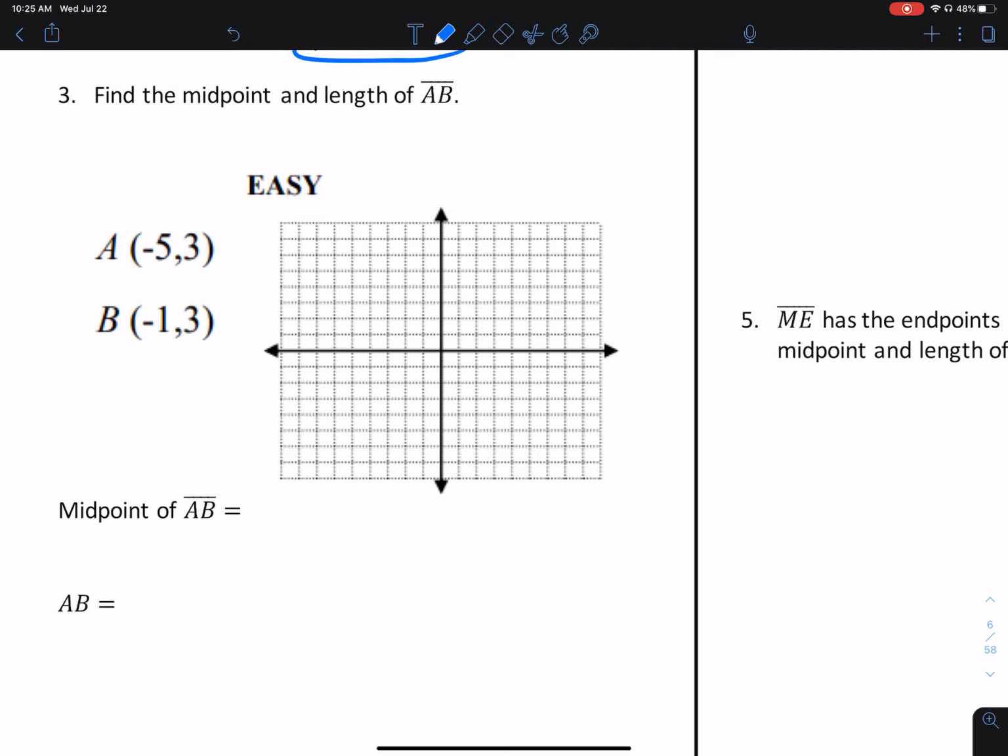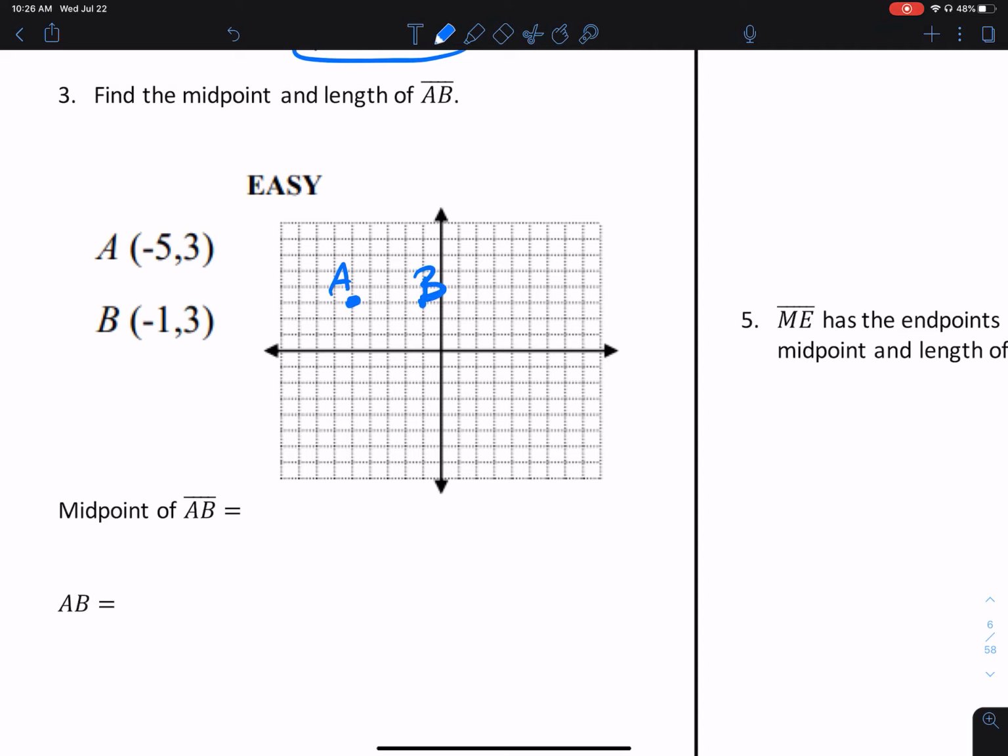So we start at the origin. We go left, 1, 2, 3, 4, 5. Then we go up 3, 1, 2, 3. That puts us right here. B says you go left 1 and up 3. That puts us right here.